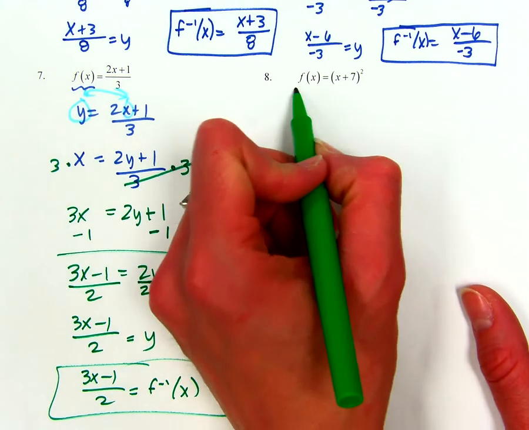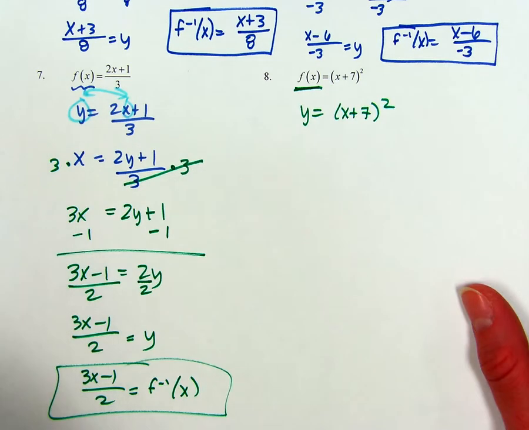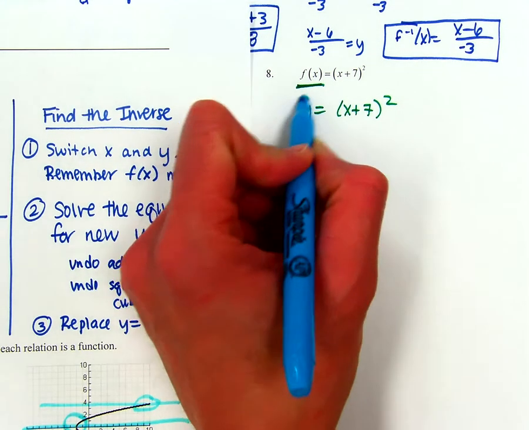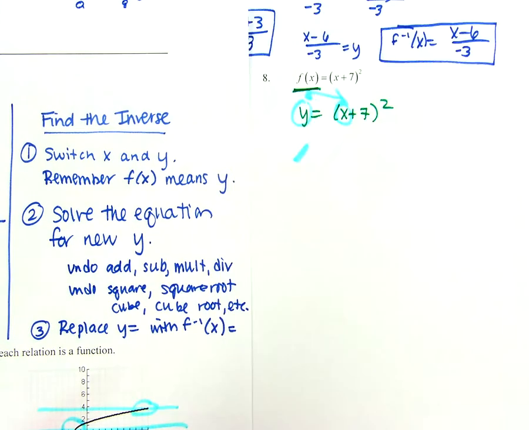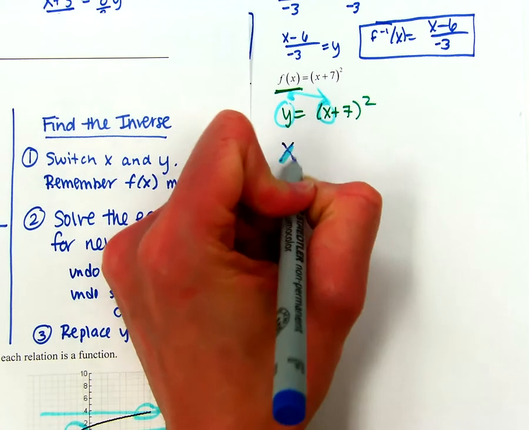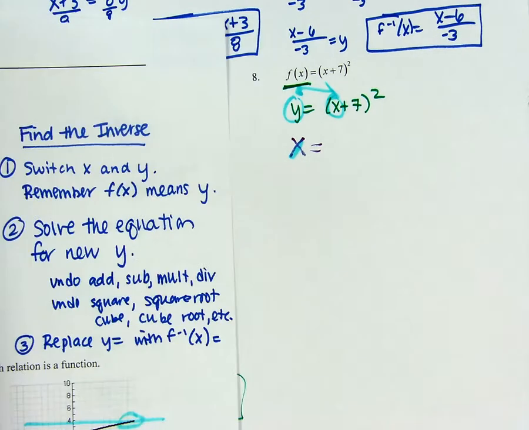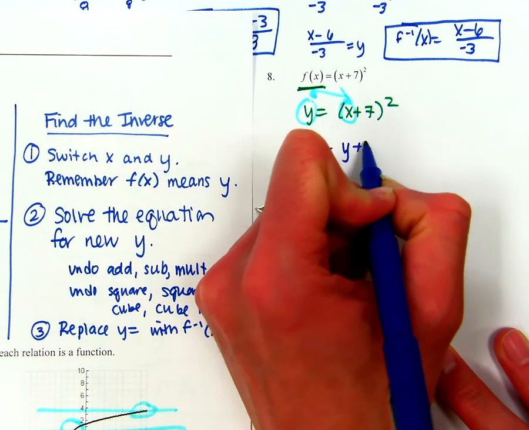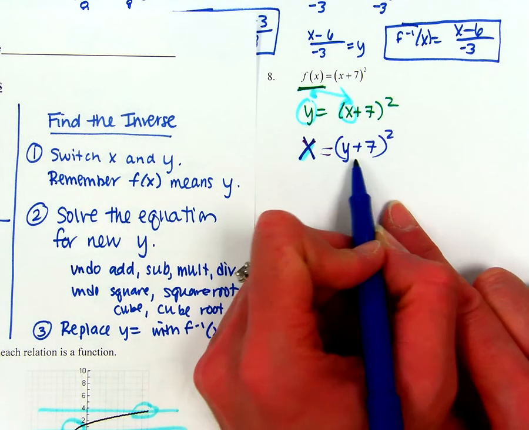All right, last problem. This means y equals, right? Okay, so to find any inverse, I just follow my steps. Switch x and y. All right, x equals y plus 7 squared. So I switched my x and y. I'm going to solve my new equation for y.